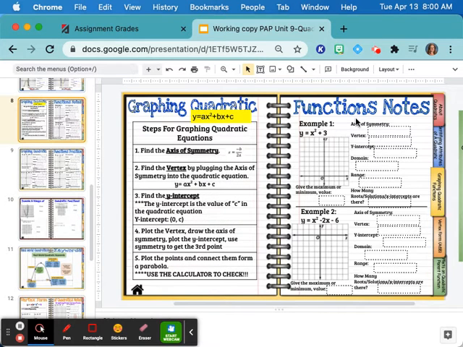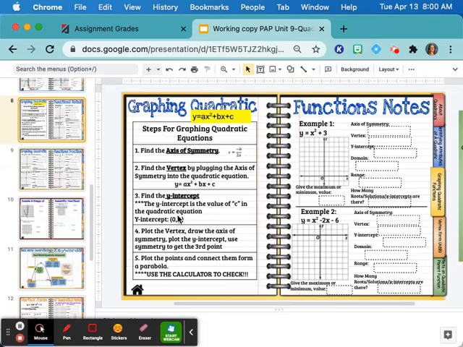We are continuing to talk about quadratic functions. We are on slide 8 with graphing. So whenever you graph quadratic functions, we can use several different characteristics to graph it. So axis of symmetry would be one, the vertex, the y-intercept.